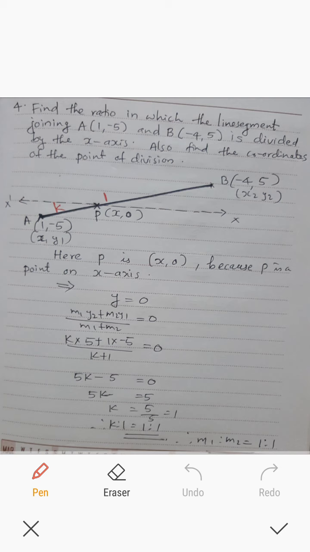Here the line segment joining the points A and B is divided by the x-axis. What is the difference between this problem and the previous problem? Both cases were finding the ratio only. In both cases we were asked to find m1 is to m2. But what is the difference in the question pattern?